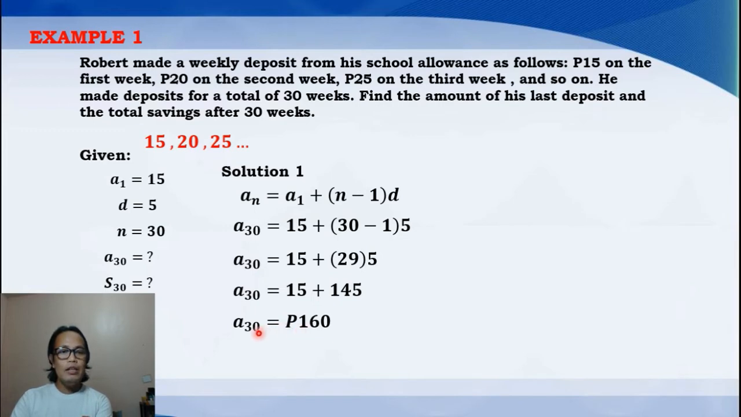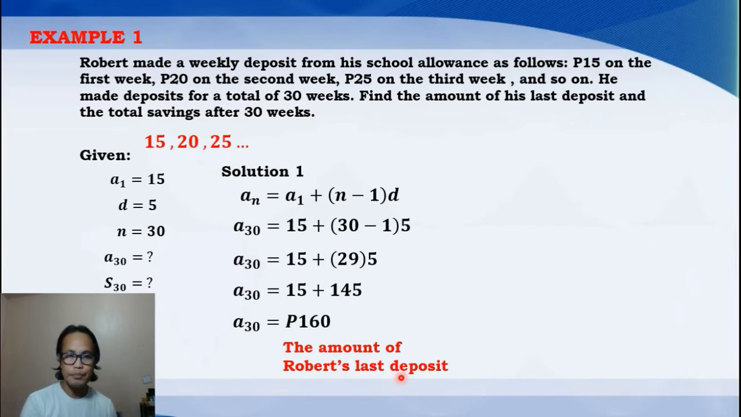So meaning the 30th term in this sequence is 160 pesos. This is the amount of Robert's last deposit. So on the 30th week, Robert deposited 160 pesos.